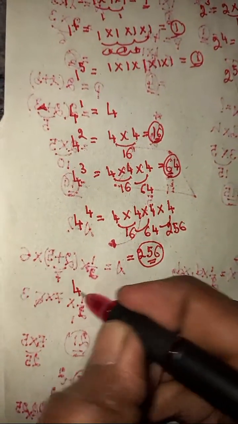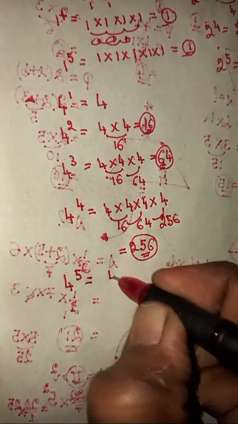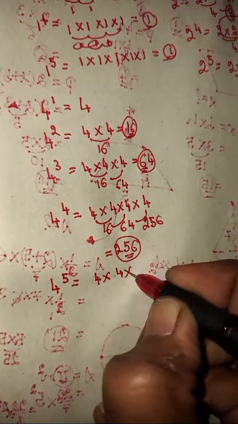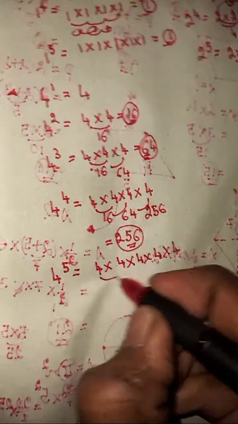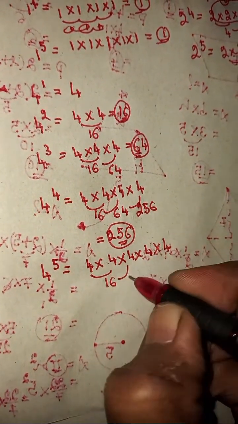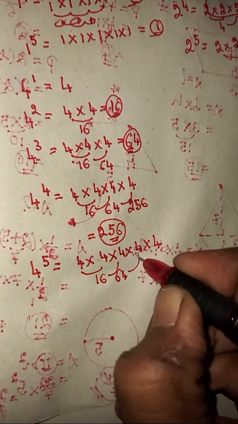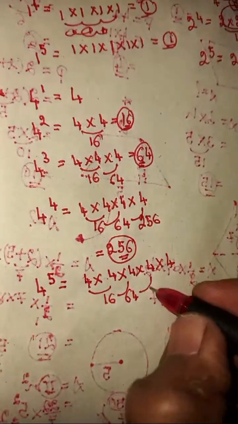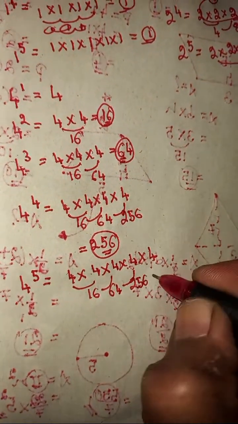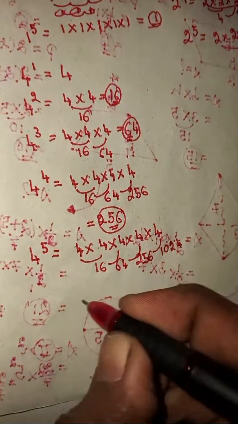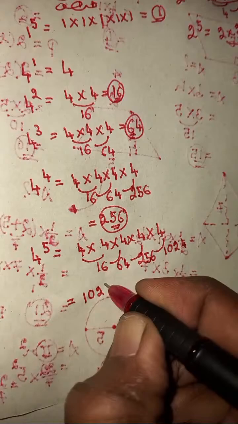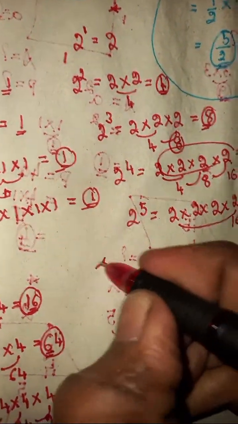Let's take 4 power of 5, which is 4 times 4 times 4 times 4 times 4. Here 4 times 4 is 16. 16 times 4 is 64. 64 times 4 is 256. 256 times 4 is 1024. So it becomes 1024. Let's take the next number, which is 5.